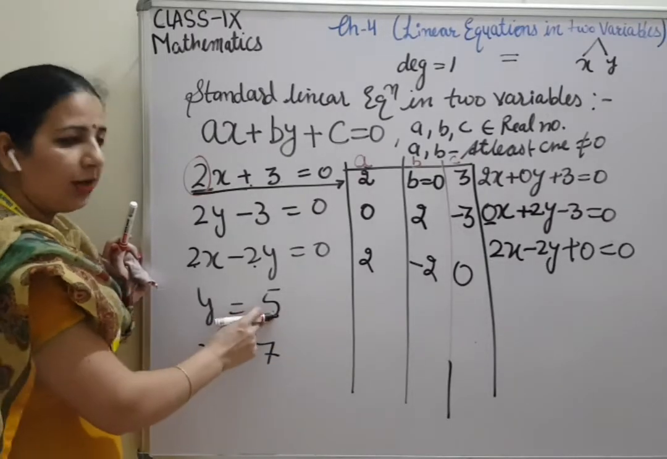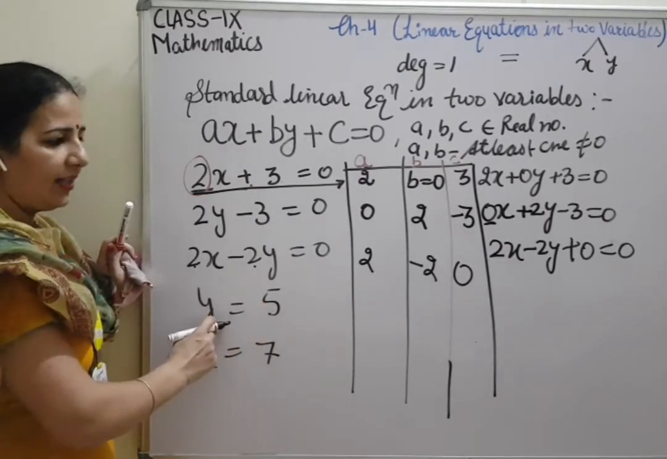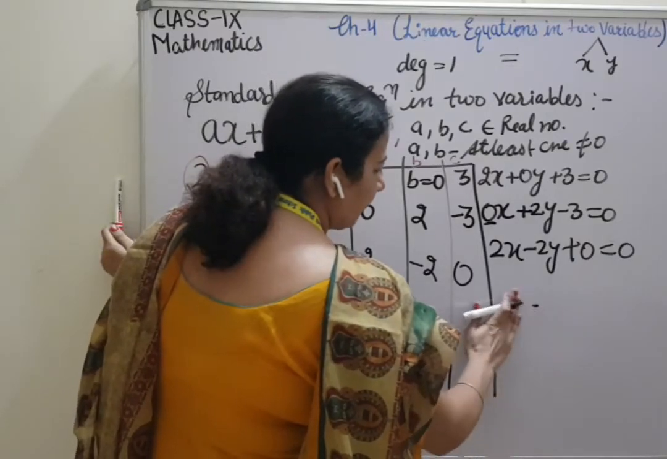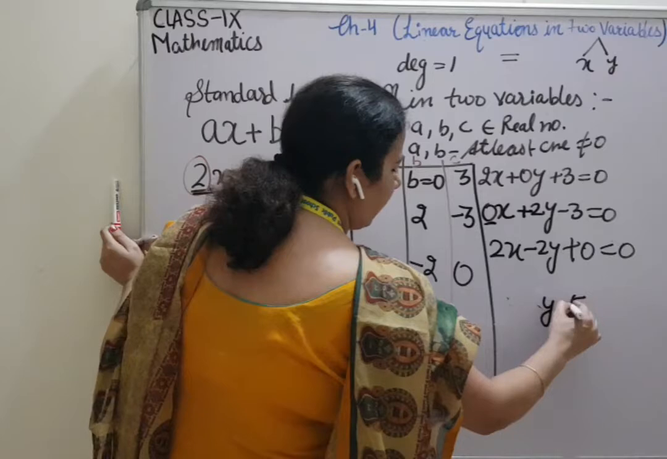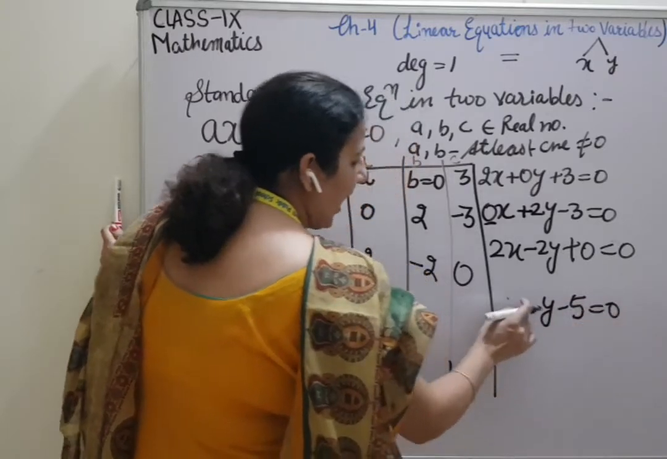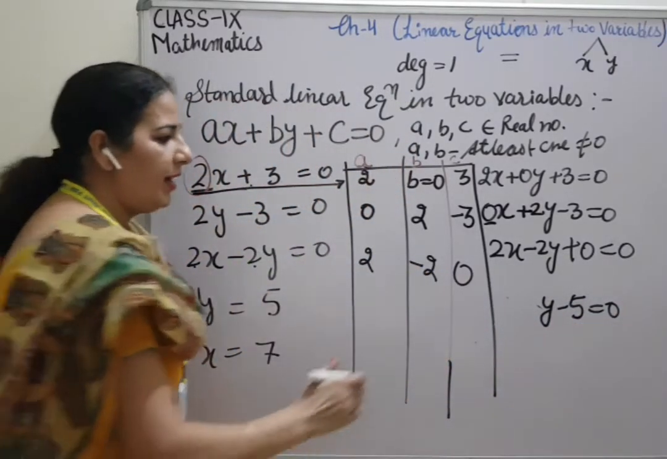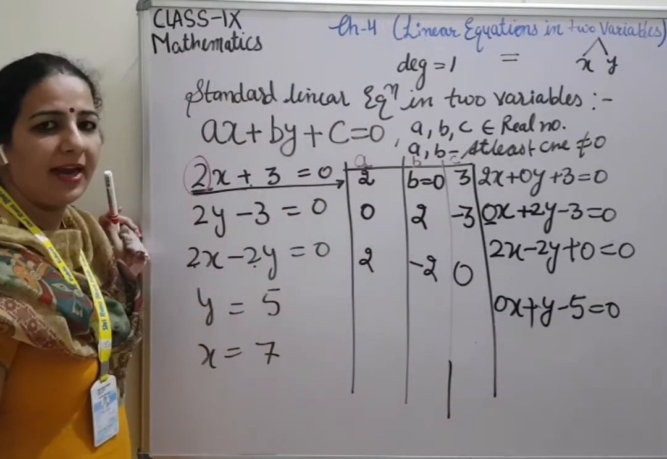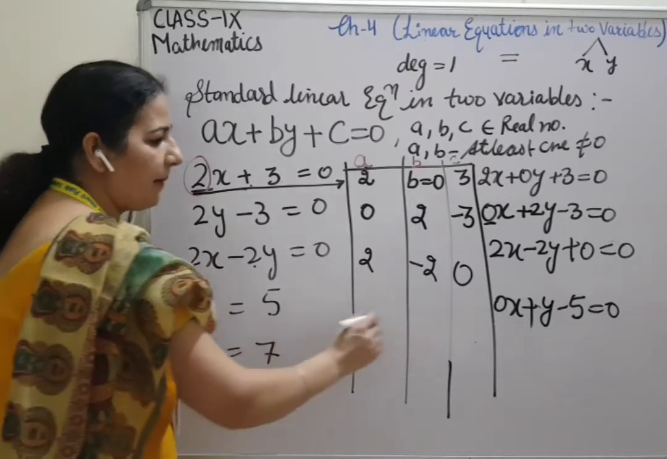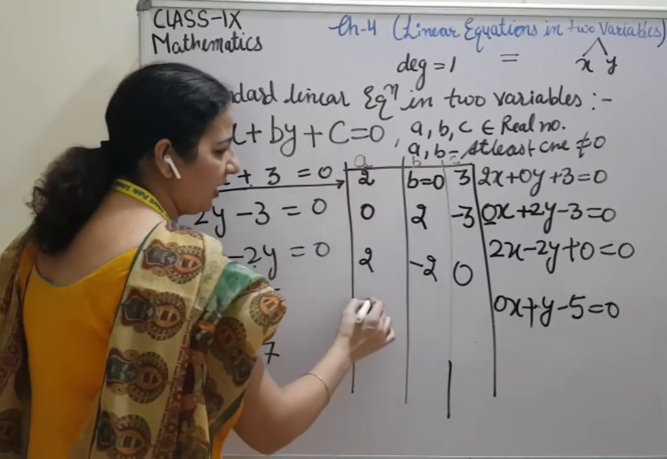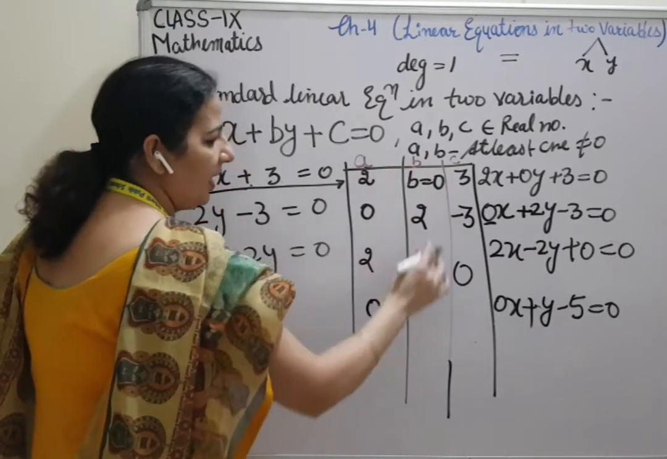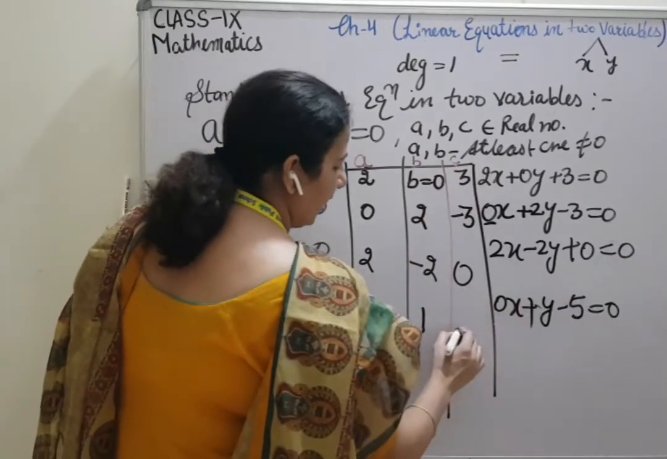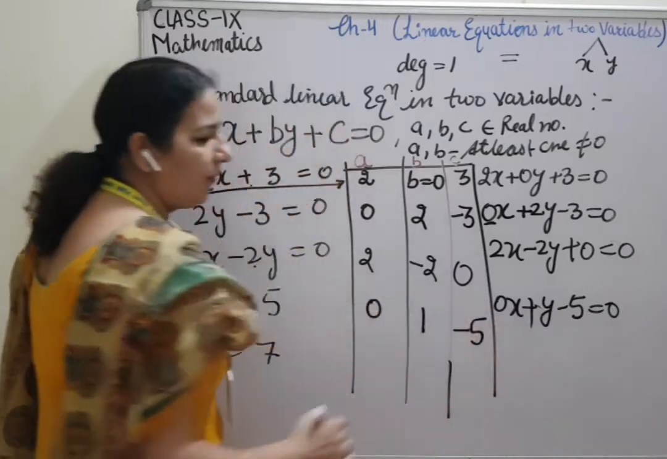The next is y is equal to 5. First of all, the right side should be 0. So shift this y to this side. So it will be y minus 5 is equal to 0. The x term is not given. So we will introduce the x term by multiplying it by 0. Now just compare the coefficients. A is equal to 0. B is equal to 1. And C is the constant part, that is minus 5.